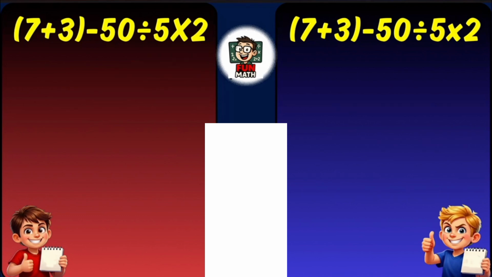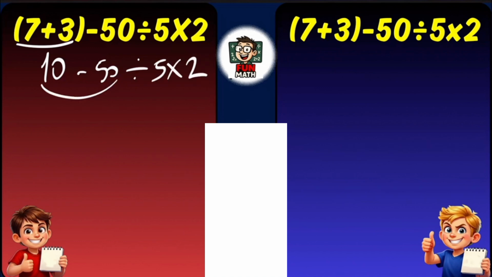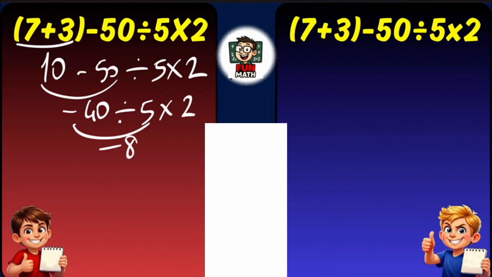First, parentheses: 7 plus 3 equals 10. Now, subtraction: 10 minus 50 equals negative 40. Now, division: negative 40 divided by 5 equals negative 8. Negative 8 times 2 equals negative 16.